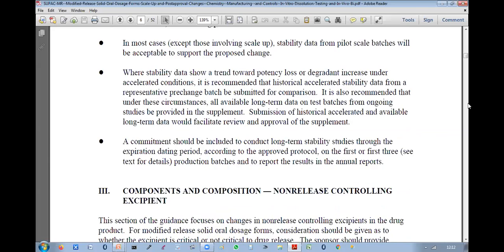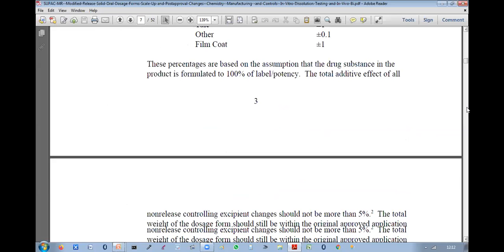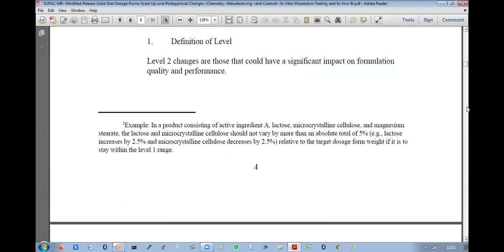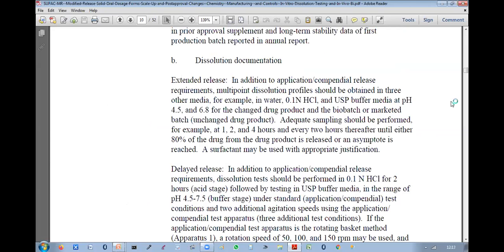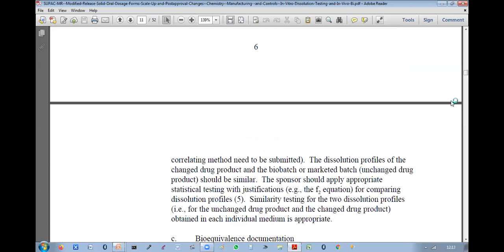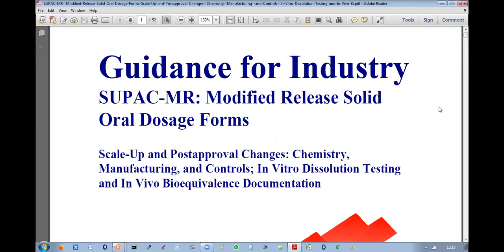If you want, you can go through these also. I will provide this as a study material along with my slides. So this is all about the SUPAC guideline. These are related to the modified release, that is the guidance for industry for scale-up and post-approval changes related with the modified release.